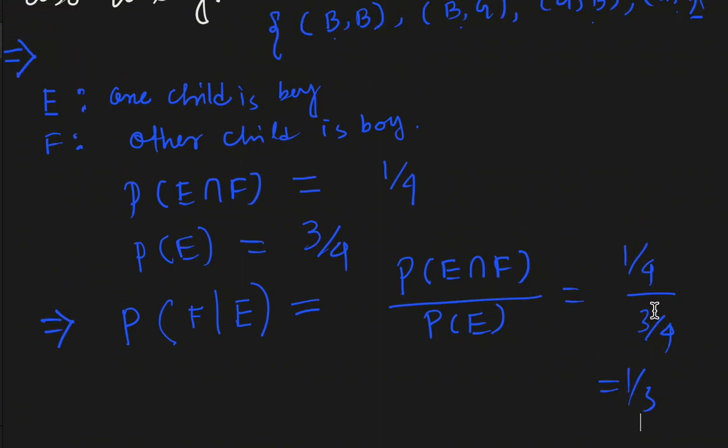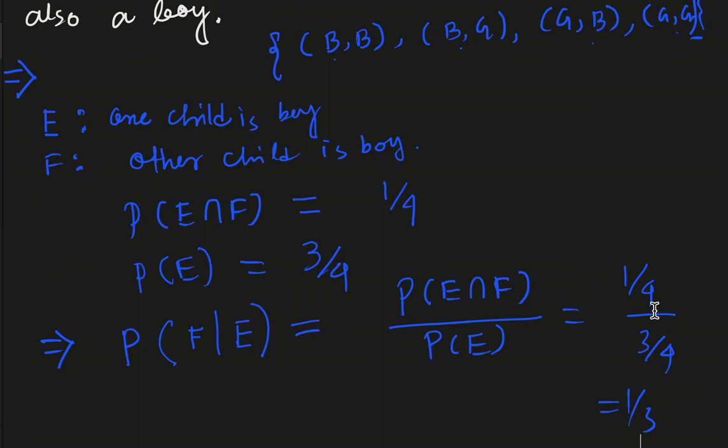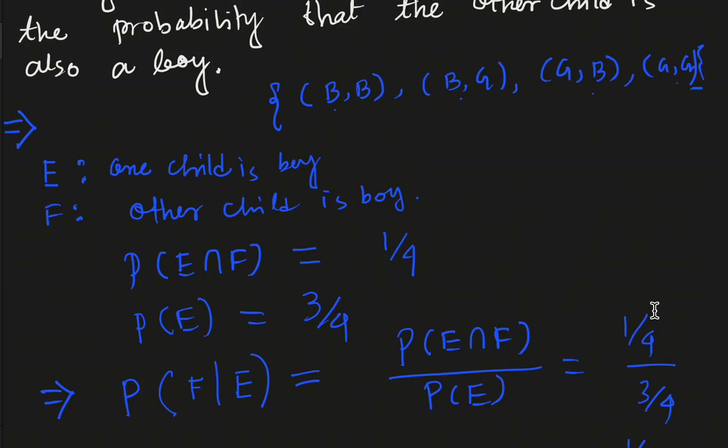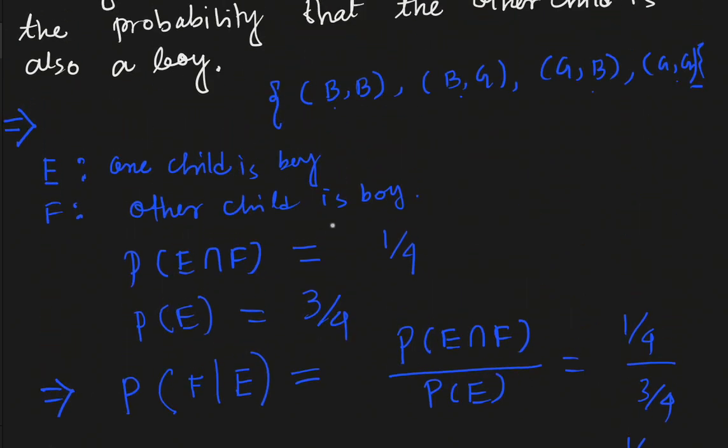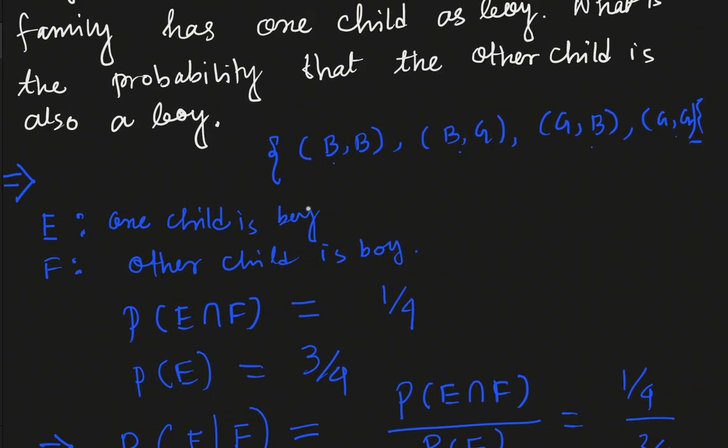Without introducing this conditional probability, you can also calculate from the classical definition. Let me show that thing, that will be easier for you. So let me first show you that I know what my sample space is. My sample space is BB, BG, GB and GG.